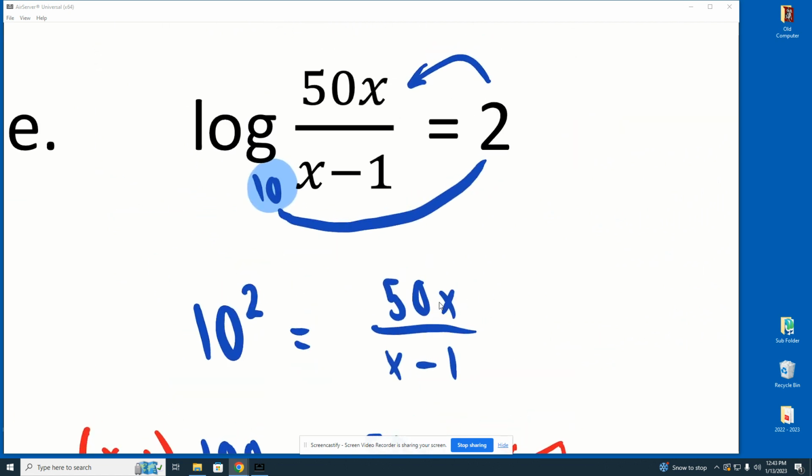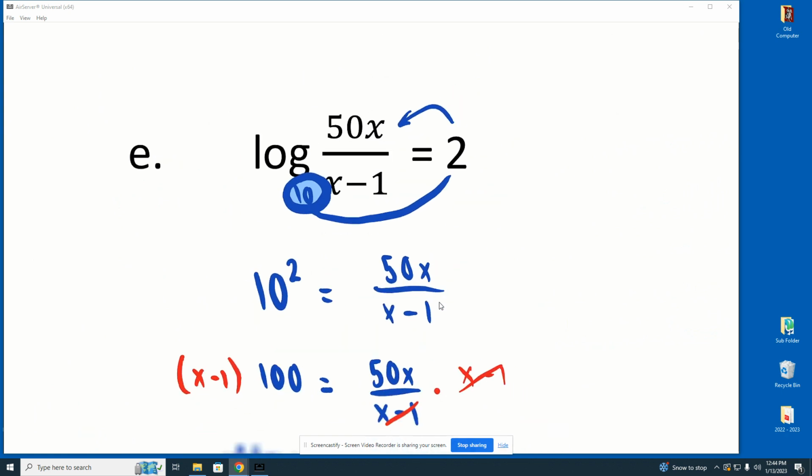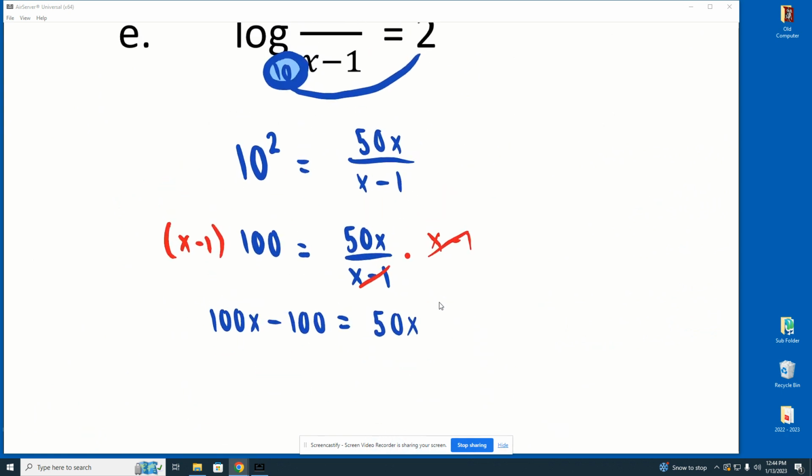Because remember, anytime you have a log with no base written, it's understood to be log base 10. If they wanted this base to be anything else other than 10, they have to put it there. So since they left it blank, it's understood to be log base 10. Okay? Common log, when there's no base, is base 10.